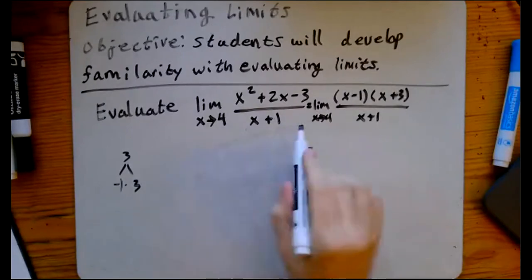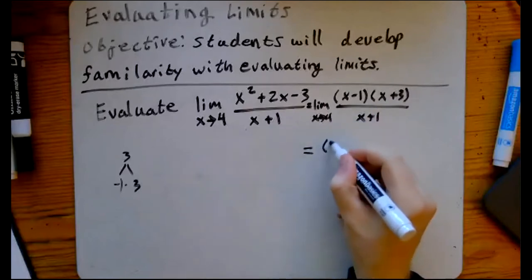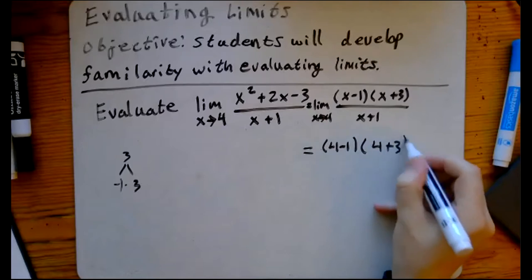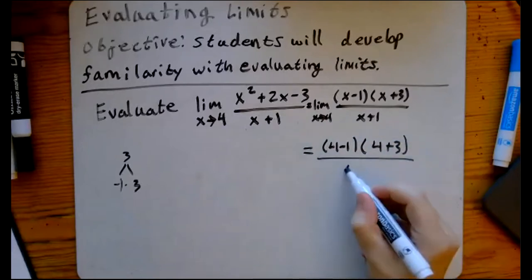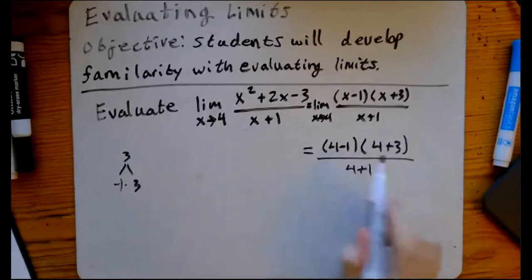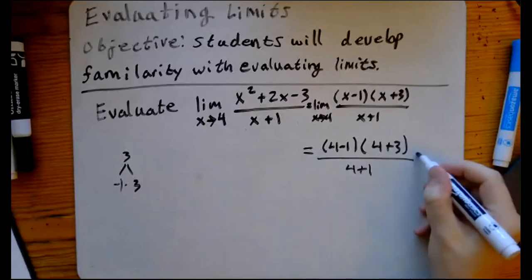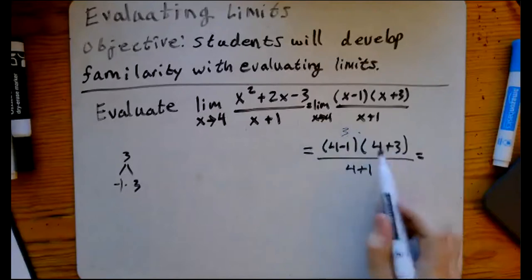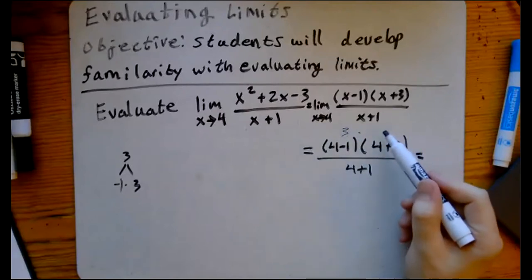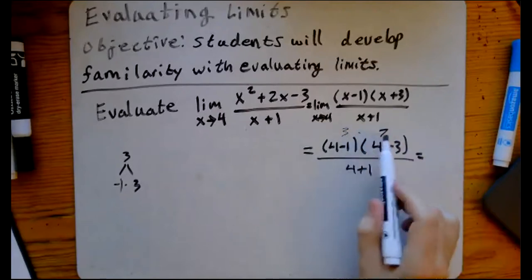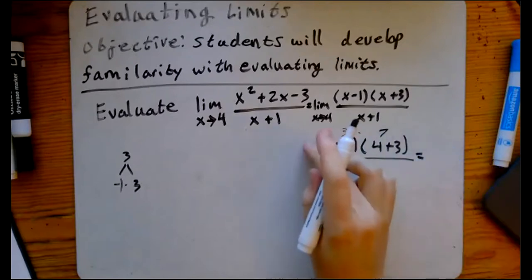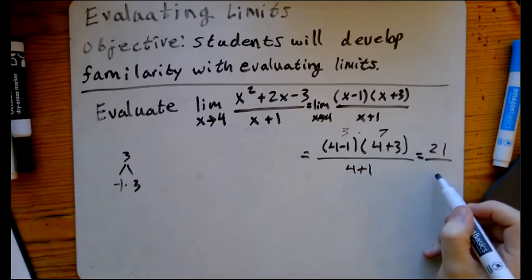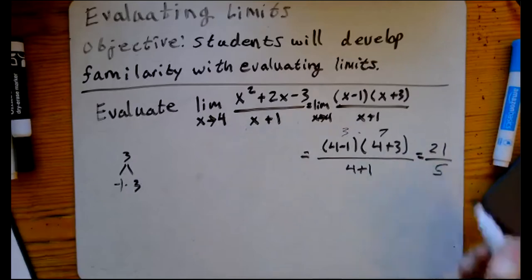So substitute this in there and we'll get 4 minus 1 times 4 plus 3 all over 4 plus 1. What's 4 minus 1? 3. 3 times, what's 4 plus 3? 7. 3 times 7 is? 21. Over? 5. Okay, great.